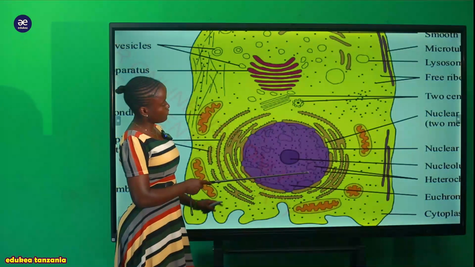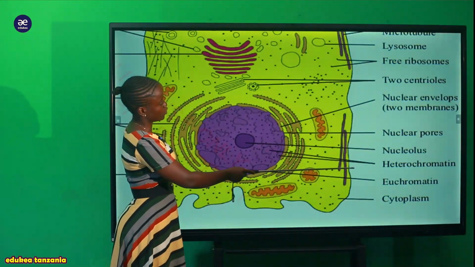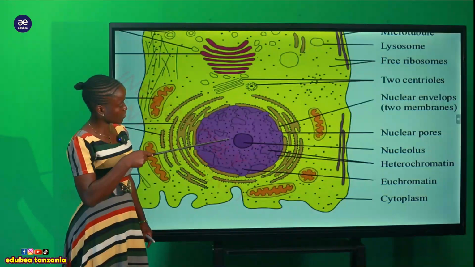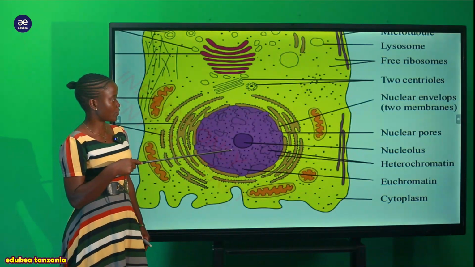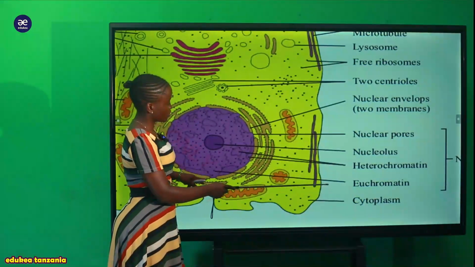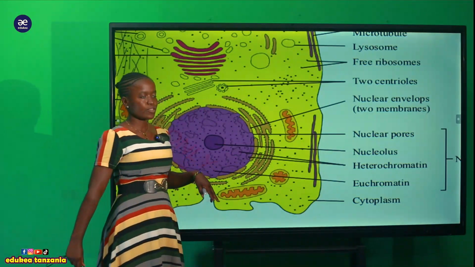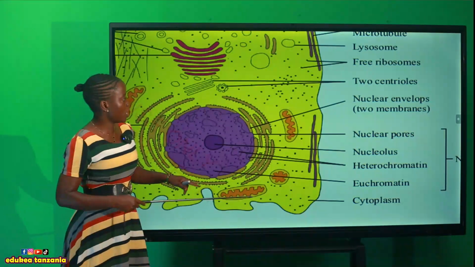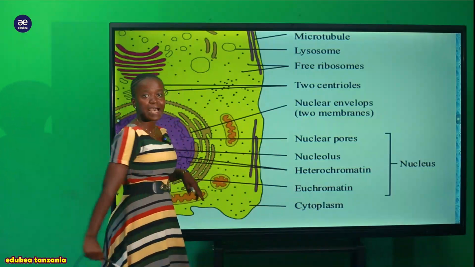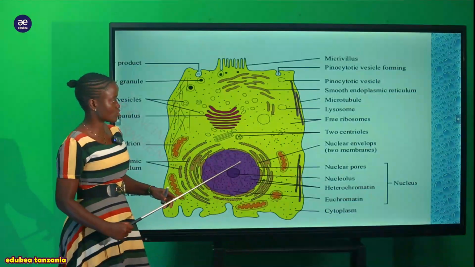But also we have another part that is found over here, that is heterochromatin. This one looks just like a black part that is found within the nucleus. So it is called heterochromatin. Also we have this part which is called euchromatin. So all of this part ndiyo ambayo inatengeneza hii structure ambayo tunaita ni nucleus. So that is all about that structure.